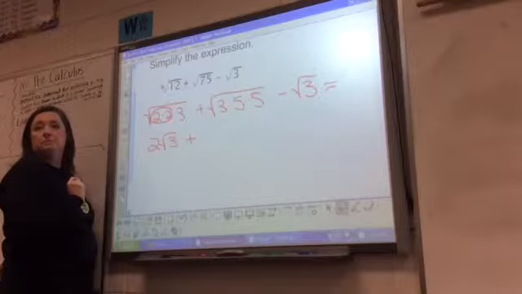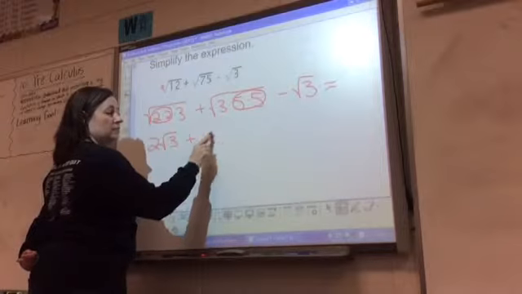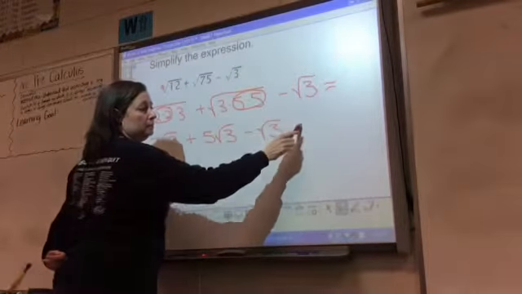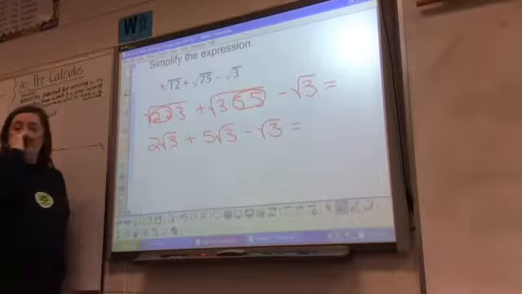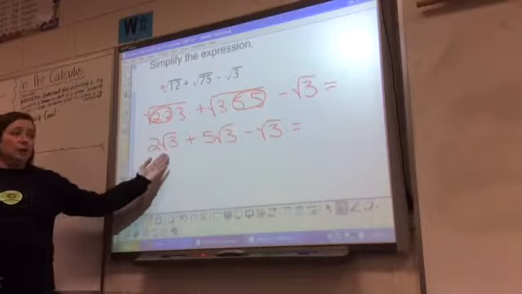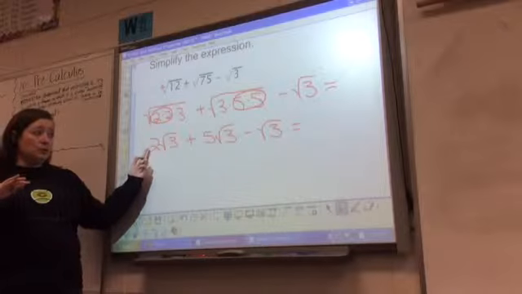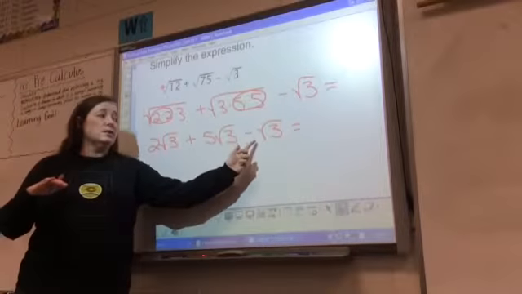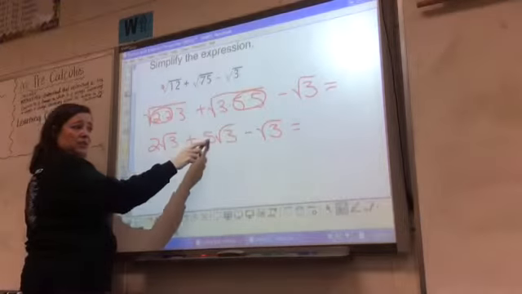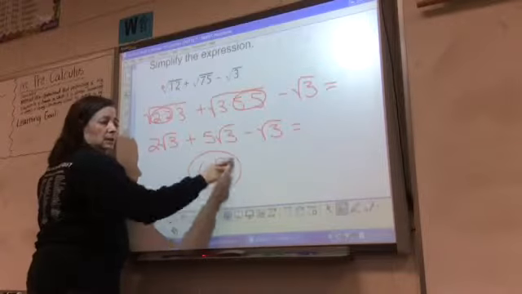Plus 5. Yes. And then that last one, nothing happens, so bring it down. Make sure y'all are good with that. All right. Now notice, they're all on the root of 3, so we can just go through and add the numbers. We got 2 plus 5 minus understood 1, which would be 6, because 2 plus 5 is 7 minus 1. So 6 on the root of 3, done.